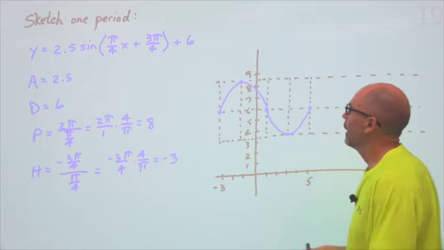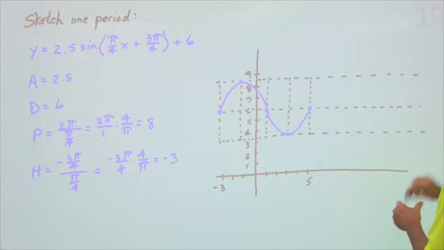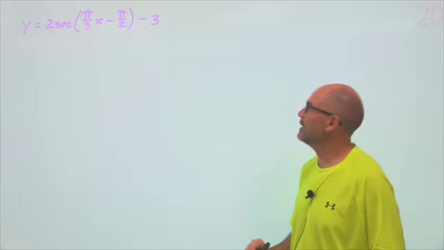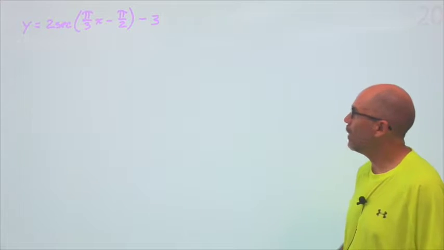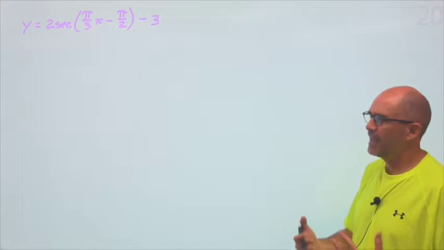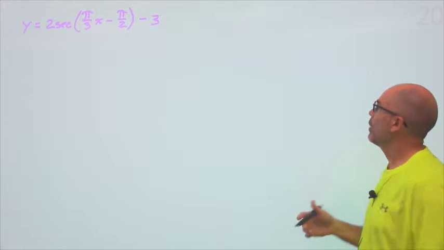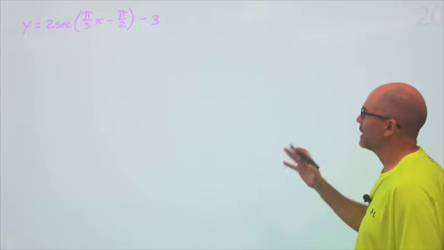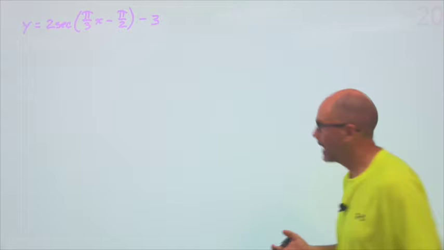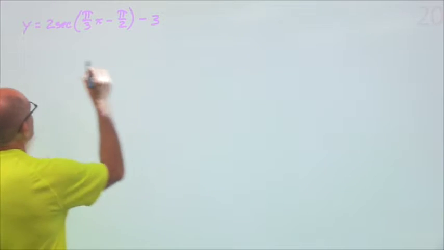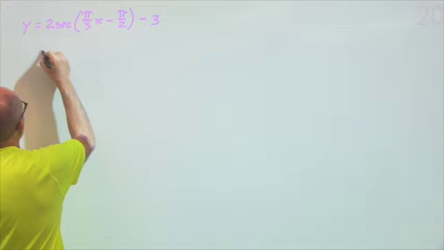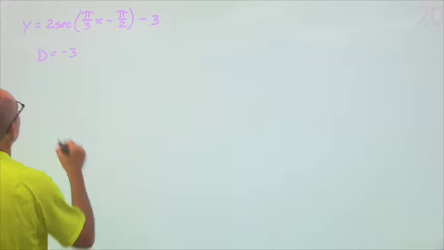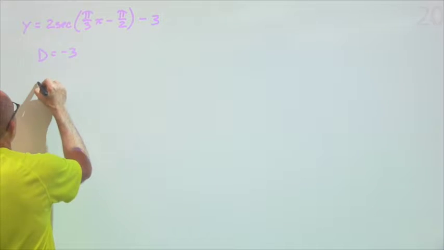That's it. Okay, speaking of cosine, let's do this secant graph. Remember, secant is just like cosine, so we're going to do all the calculations as if we're dealing with cosine. First thing we realize is D equals negative 3, so that means I'm going down 3. Then A equals 2.